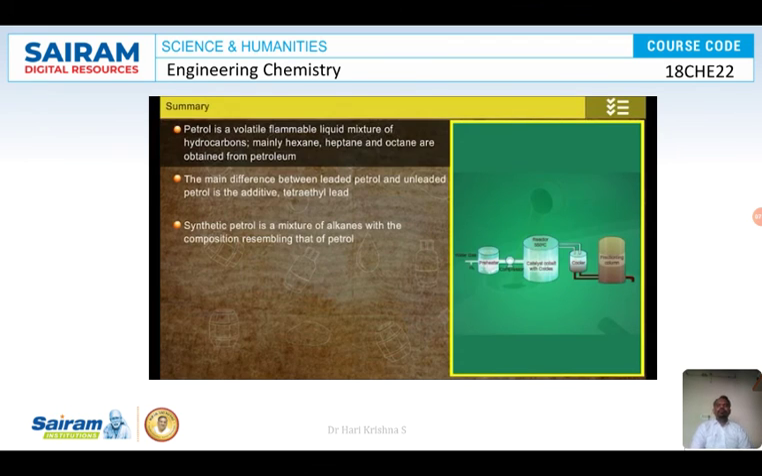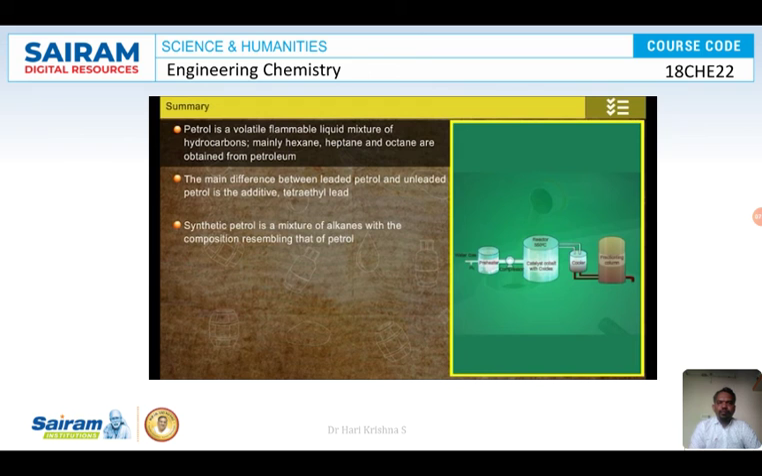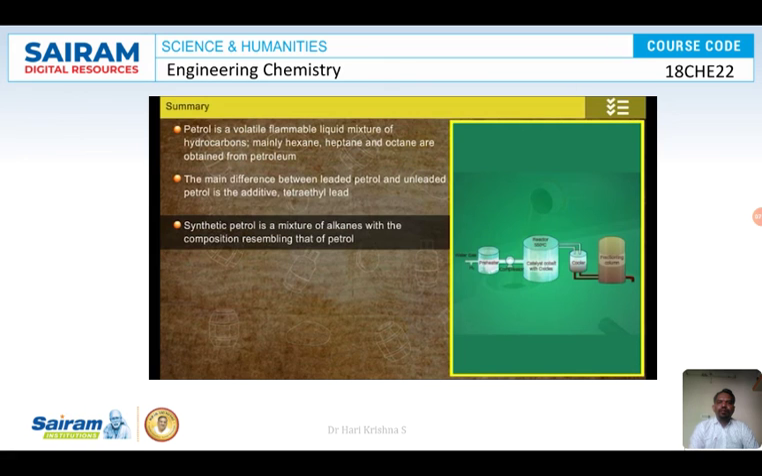Summary: Petrol is a volatile flammable liquid mixture of hydrocarbons, mainly hexane, heptane, and octane, are obtained from petroleum. The main difference between leaded petrol and unleaded petrol is the additive tetraethyl lead. Synthetic petrol is a mixture of alkanes with a composition resembling that of petrol. This is obtained artificially from coal.